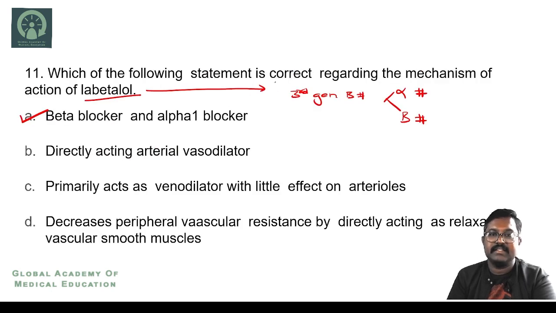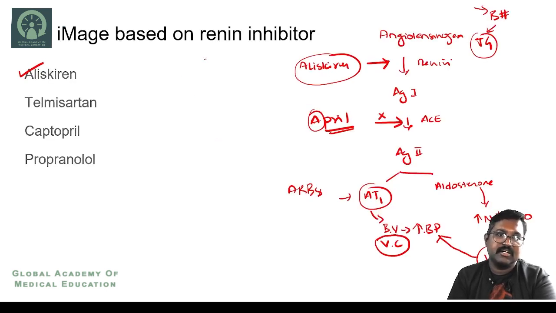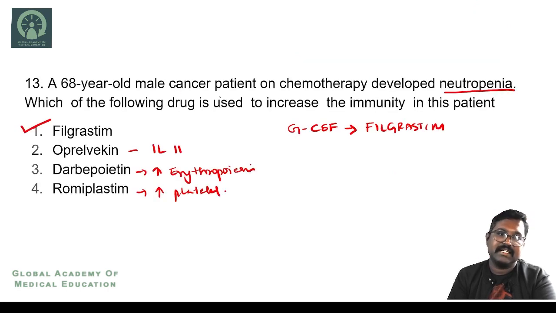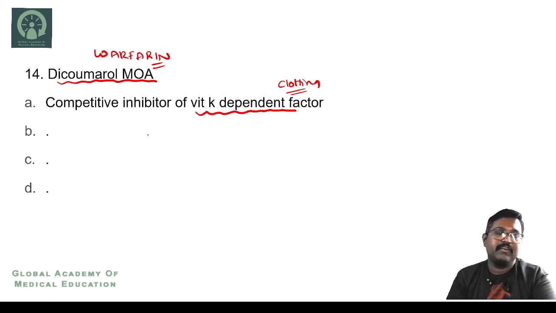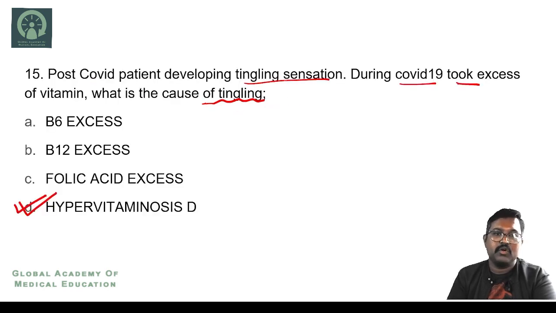And which of the following statement is correct regarding labetalol? Labetalol is third generation beta blocker which blocks both alpha as well as the beta receptors. So image shown in this is this site where it is going to directly inhibit the renin, that is the aliskiren. So in case of treating chemotherapy induced neutropenia, you're going to use colony stimulating factors like filgrastim. And dicumarol mechanism of action, that is warfarin mechanism of action, that is competitive inhibitor of the vitamin K dependent clotting factors.